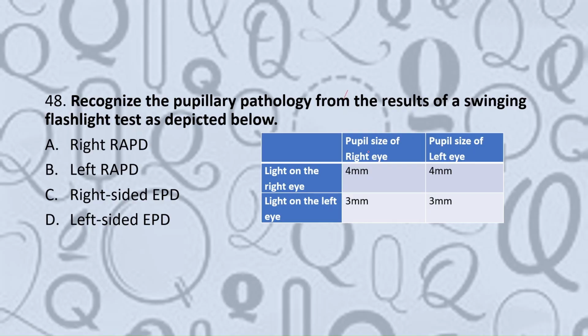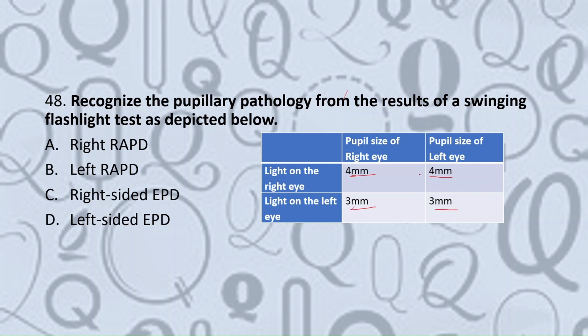So here is a small question. Recognize the pupillary pathology from the results of a swinging flashlight test as depicted below. They're saying that the pupil size on the right side when you shine light on the right eye is 4, and when you shine on the left eye it is also 4. When you bring the light to the left eye, pupil sizes are smaller.